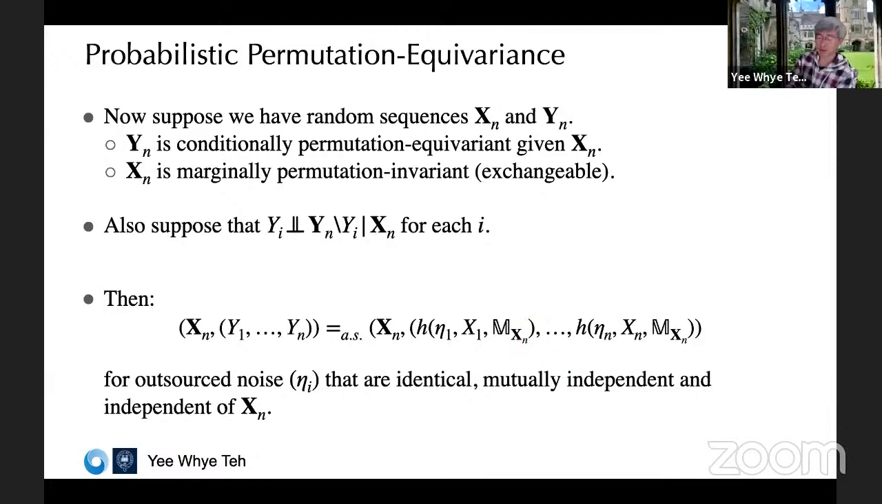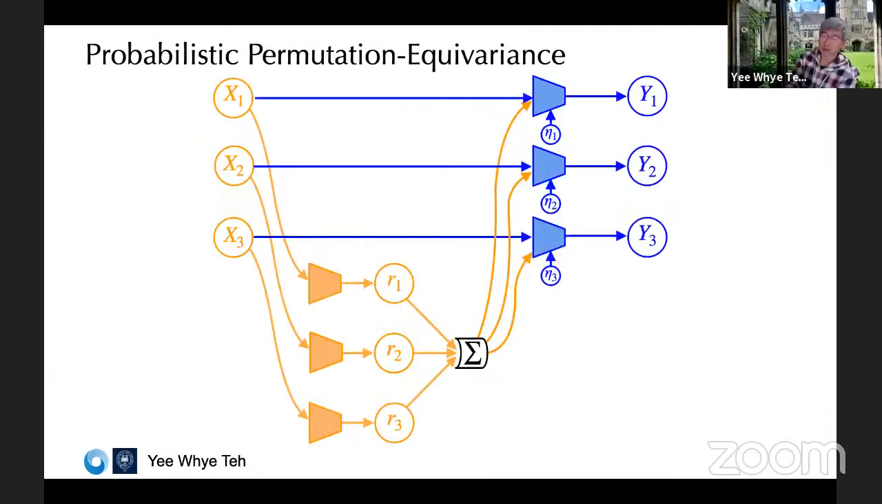Right. So the structure of this is as follows. Each y can be written as the same function h that takes as input the empirical measure, the corresponding x, and some outsourced noise, which are conditionally independent given the x's and also mutually independent among themselves. Then we get this sort of structure. You can think of this as a neural network where we have a permutation invariant module, which describes some joint property of the input sequence. And the output here is the same neural network applied to each corresponding input and this joint property. And then additionally with some noise in the case where we have a stochastic y given x.